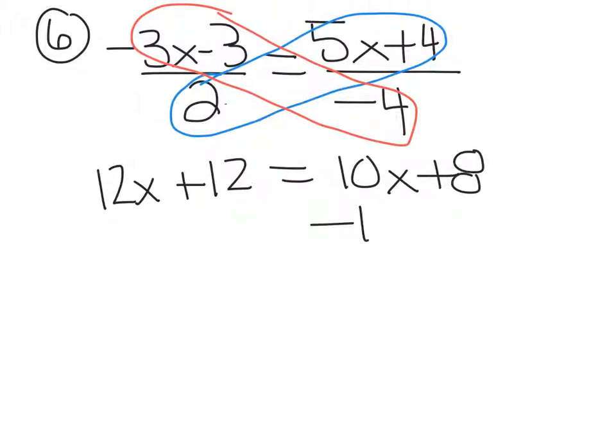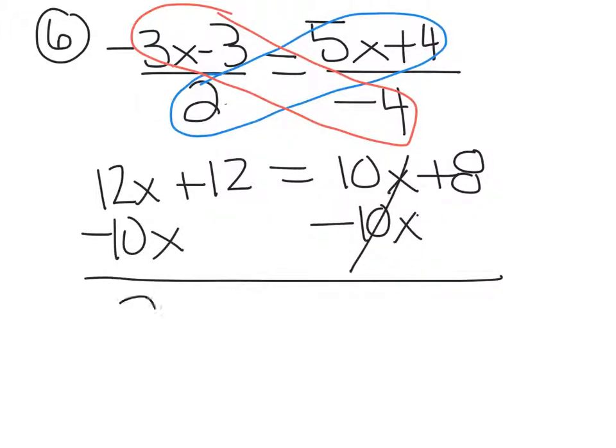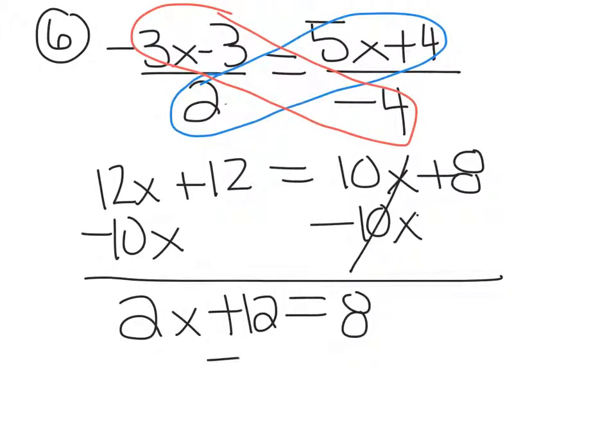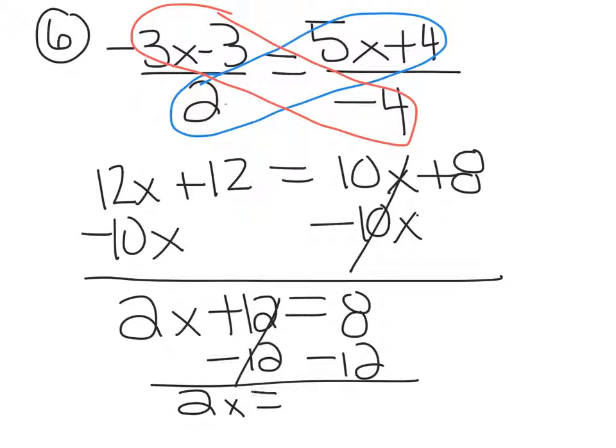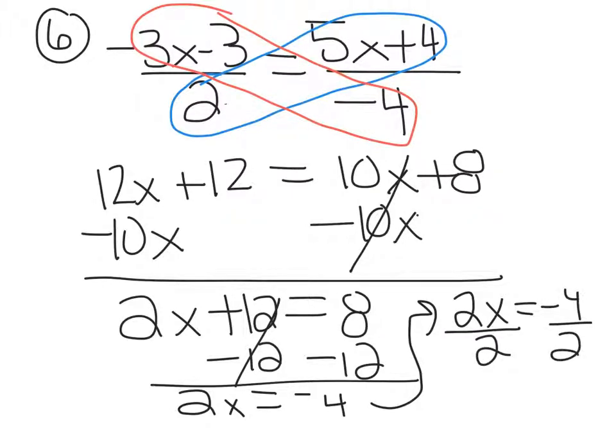And we're going to solve by subtracting the 10x. These cancel out. 2x plus 12 equals 8. Minus the 12 from both sides. Those cancel out, and you get 2x equals negative 4. So I have 2x equals negative 4. X and 2 are multiplying, so to undo that we divide. And so when we're done, x equals negative 2.